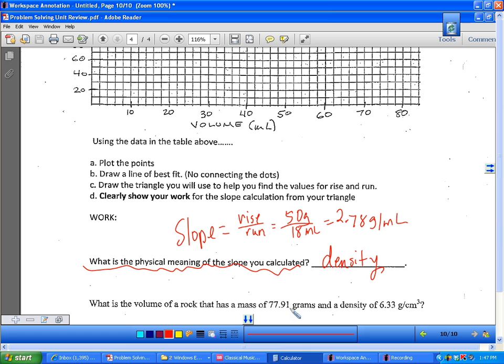Okay, now I want to get the volume. So the last one is volume is equal to mass over density. The mass is 77.91 grams. The density is 6.33 grams per cubic centimeter. So if I make that division occur, I got a volume of 12.3 cubic centimeters. And there's 3 sig digs here and 4 here, so I went with the least number of sig digs, so that's why I made it 12.3. Okay, I think I'm done.